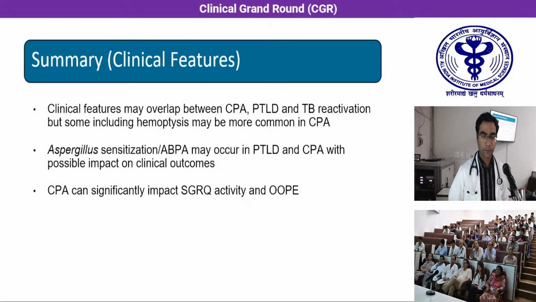To summarize, clinical features may overlap between CPA, PTLD, and TB reactivation, but some, including hemoptysis, may be more common in CPA. Aspergillus sensitization may occur in PTLD patients and CPA with possible impact on clinical outcomes. CPA can significantly impact patient quality of life and may incur a higher financial burden on these patients.